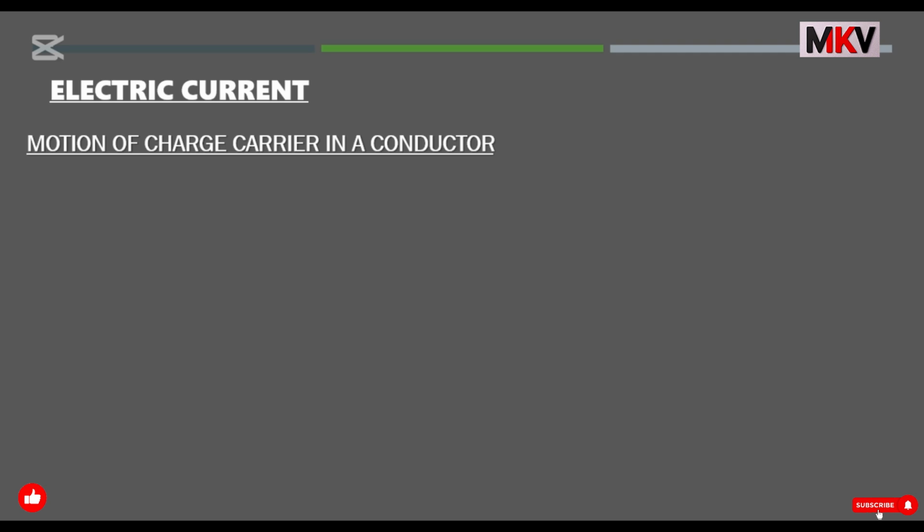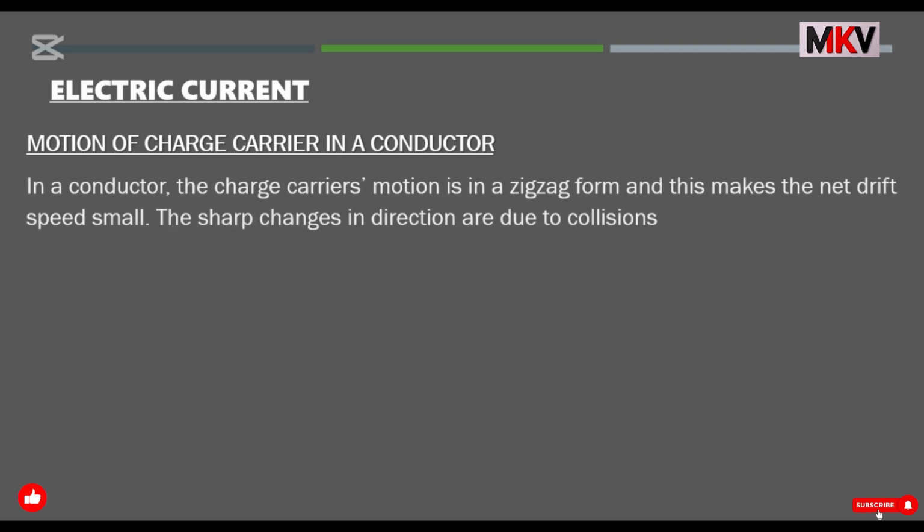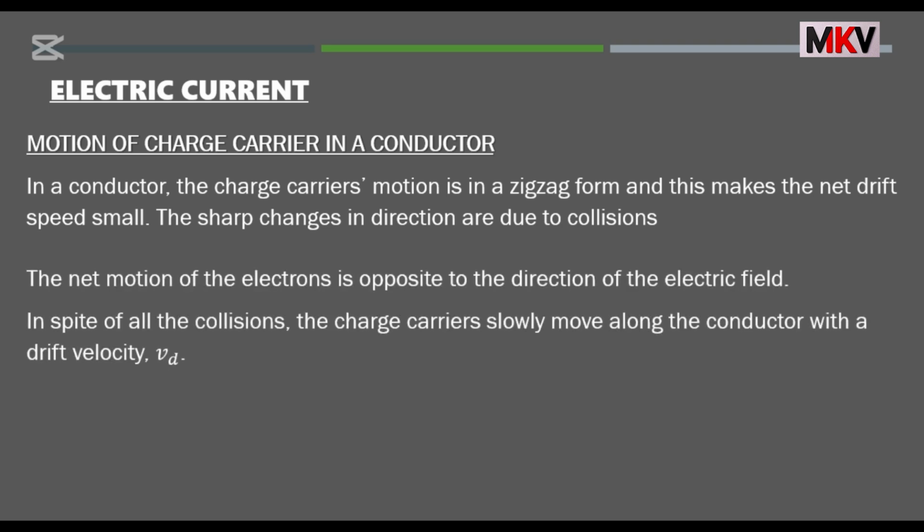So, motion of charge carriers in a conductor. In a conductor, the charge carriers' motion is in a zigzag form, and this makes the net drift speed small. The sharp changes in direction are due to collisions of the charges with each other. The net motion of the electrons is opposite to the direction of the electric field. And in spite of the collisions, the charge carriers slowly move along the conductor with a drift velocity.